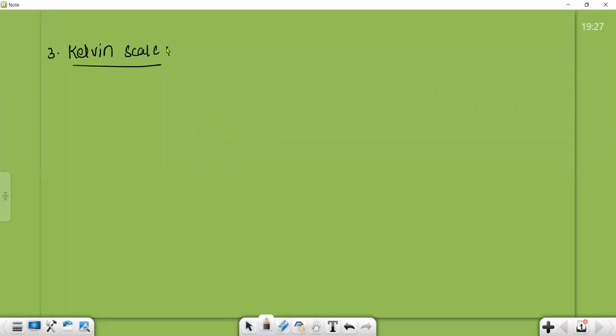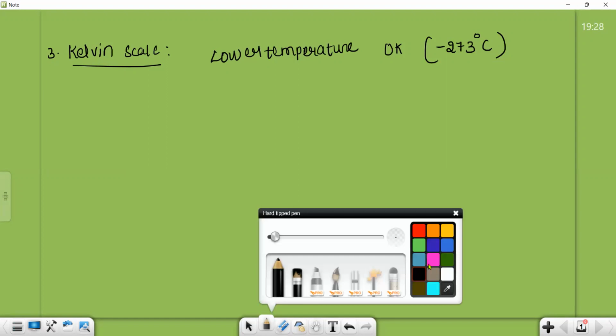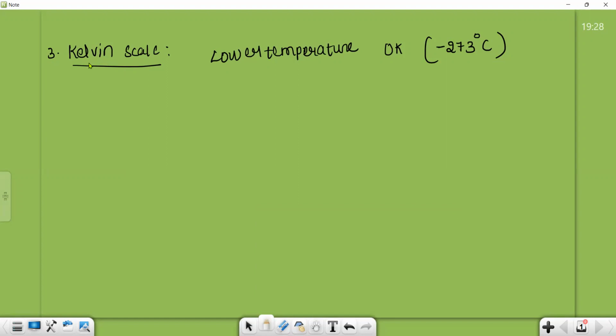So this Kelvin scale, if you see the measurement on the scale, its lowest temperature is 0 Kelvin. 0 Kelvin means -273 degrees Celsius. It is called the Kelvin scale. Mostly we will measure temperature in the SI unit, that is Kelvin. So the SI unit of temperature is Kelvin.